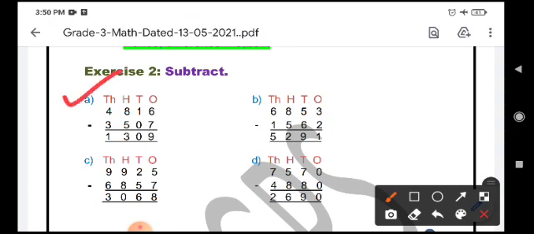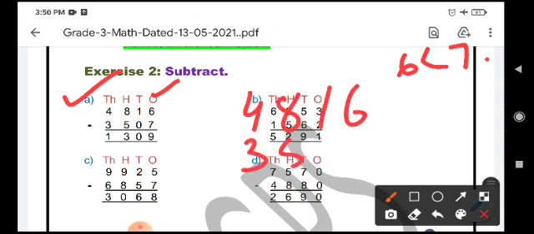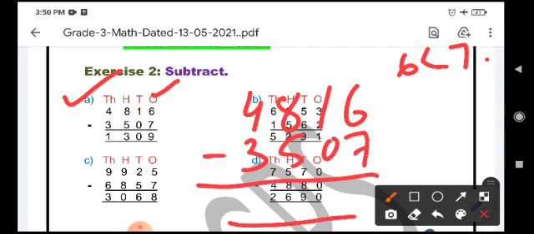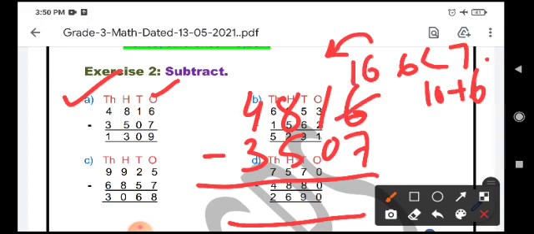Let us do part A first. Subtract ones. 6 minus 7. It is not possible. 6 is less than 7. So what will we do? We will write it here, 3,507. 6 is smaller than 7. Then we will go to the next door and get 10 more. 10 plus 6 is 16. We will write 16 above it and put a cross there. Here we were having 1 ten and it will be reduced by 1. 1 minus 1 is 0. So we will write 0 next to it.